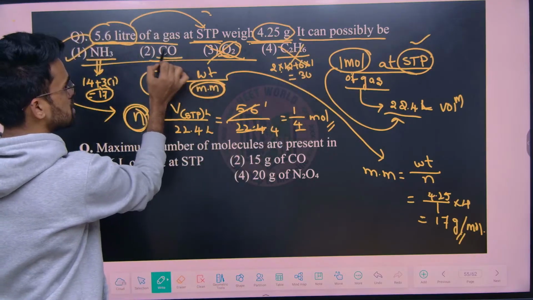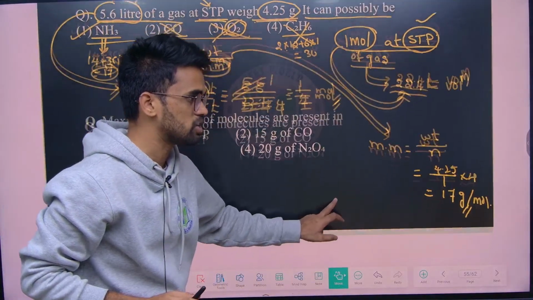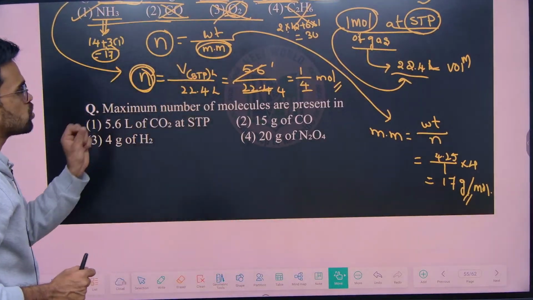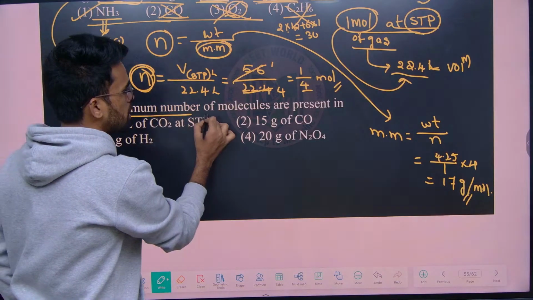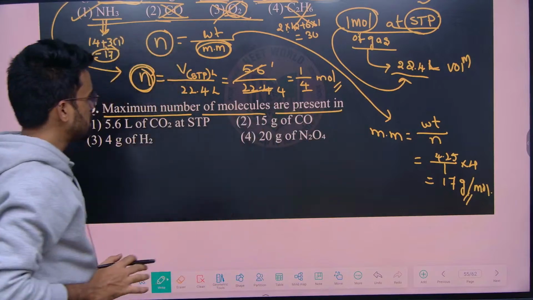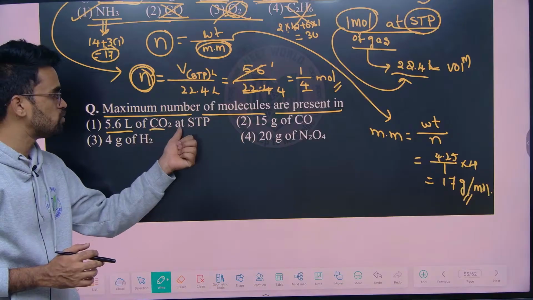So even this is also not our option. So only the first one is our perfect answer for the discussion. Okay, like this. Let us go with the next question also. See what the question says: maximum number of molecules are present in. They have given these quantities, like 5.6 liters of CO2 at STP.